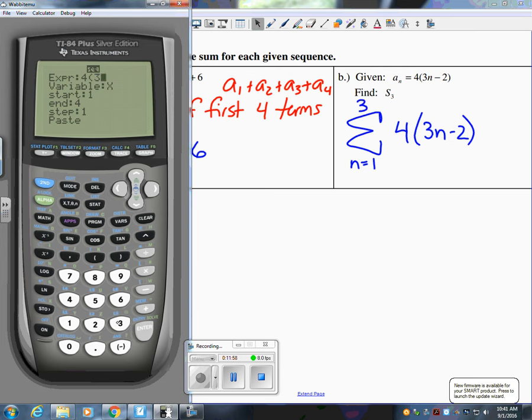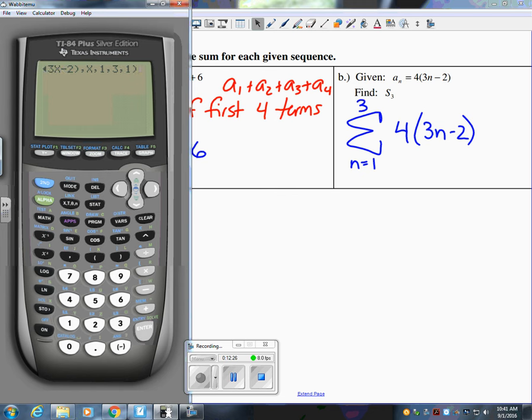3x minus 2. You have to put another parentheses. Even if your calculator looks different from mine, you have to put a parentheses before you put the comma on this one, because there's a parentheses right there. You have to put it in the calculator as well. So parentheses, I'm going from 1 to 3 and ending in a 1. Yep, just like this. Okay. All right, are we getting 48?